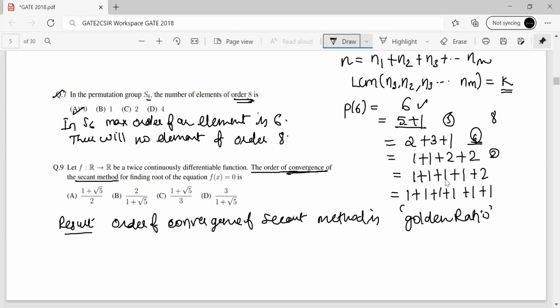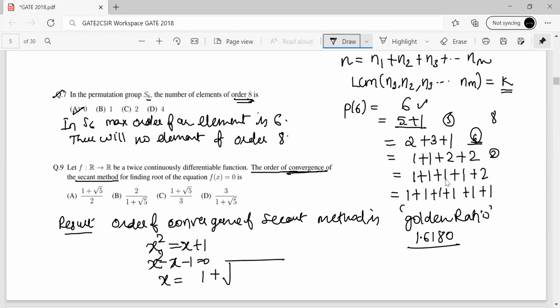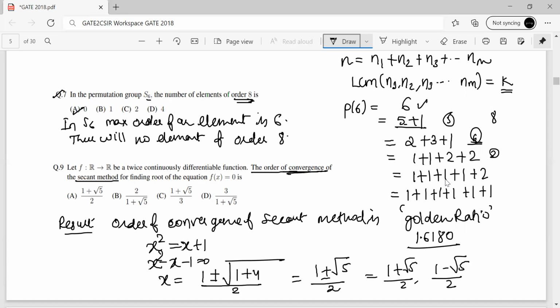Okay, what is the golden ratio? That is 1.6180. And if you're wondering what this 1.6180 is, you can simply solve the equation x square equals x plus 1. So you get x square minus x minus 1 equals 0. Now apply Sridharacharya's formula. You get 1 plus minus under root 1 plus 4 over 2, so you get 1 plus root 5 over 2 and 1 minus root 5 over 2. This quantity is called the golden ratio, and this is the conjugate golden ratio. Its value is 1.6180. So the answer is option A.